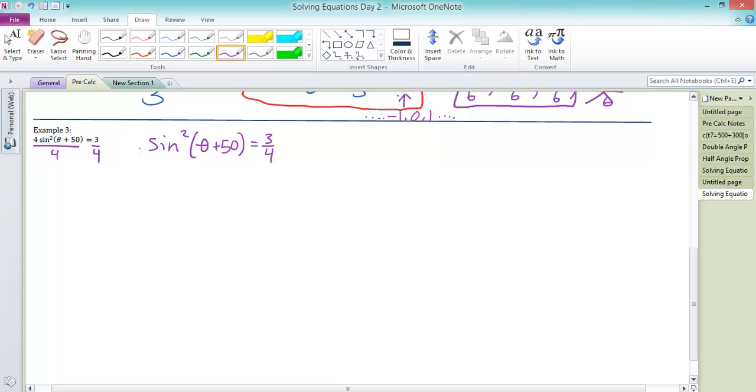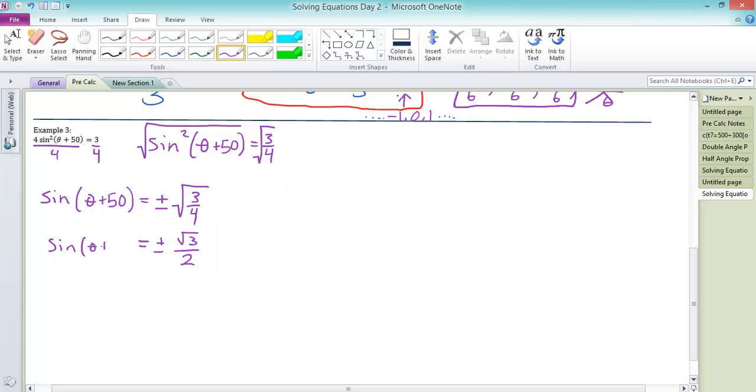My next step is going to be to take the square root of both sides. When I take the square root of something, I have to introduce a plus minus. So I get sine of theta plus 50 is equal to plus or minus the square root of 3 over 4. And this is also equal to plus or minus the square root of 3 over 2. So I'm going to go ahead and copy down the sine theta plus 50. Now, this plus or minus just means we break this problem up into 2 different sections.